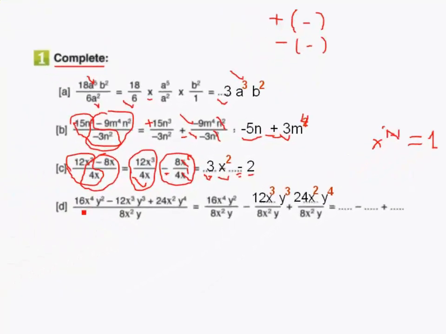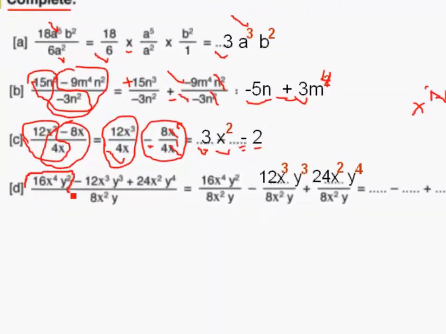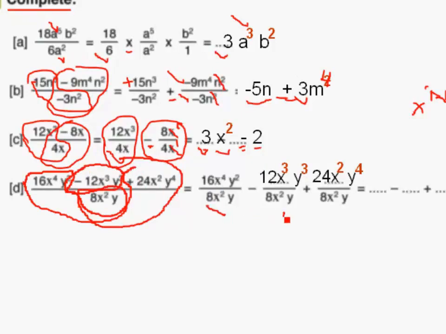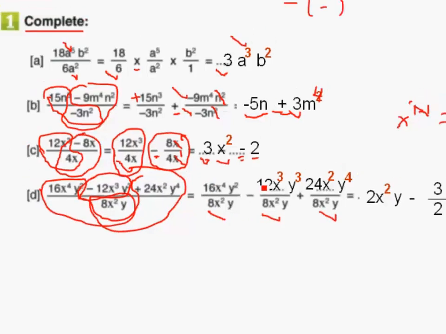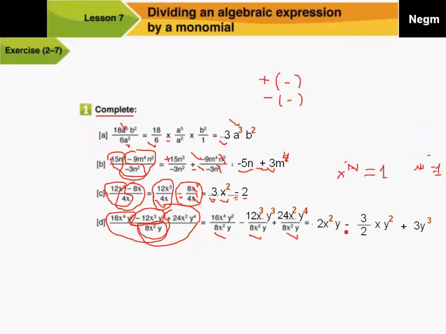D also we have 1, 2, 3. This 1 minus this 2 plus the third. We simplify. It is very easy for you to simplify, and this is the result.